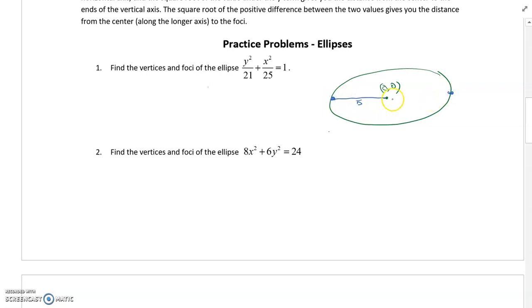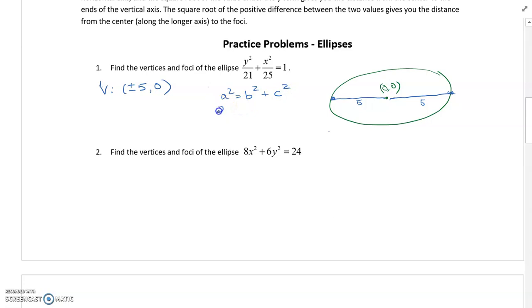And to find where the foci are, we're going to have to use the Pythagorean relationship. Vertices plus or minus 5, 0. And then we know that a squared equals b squared plus c squared.